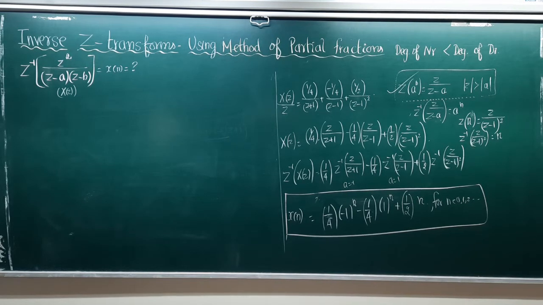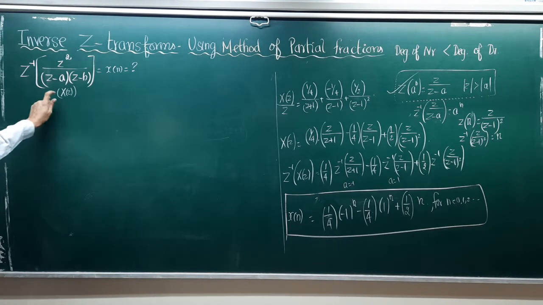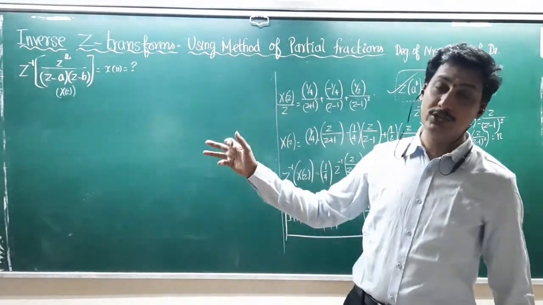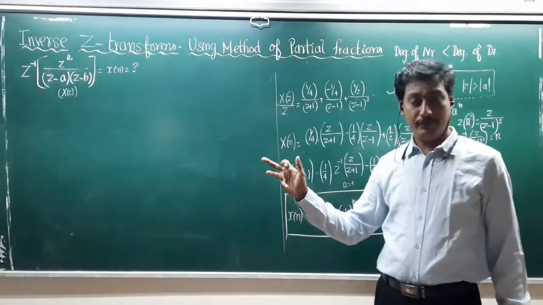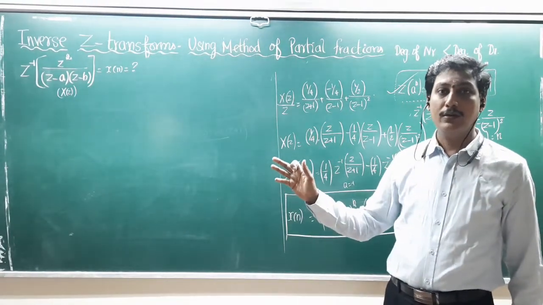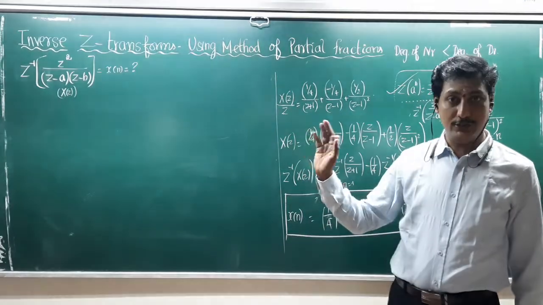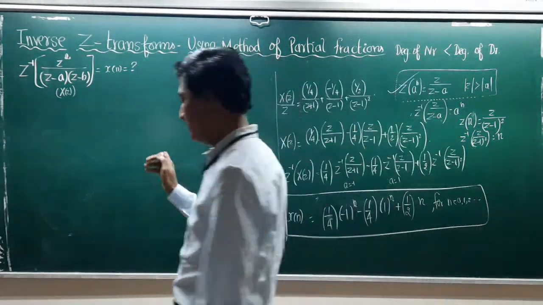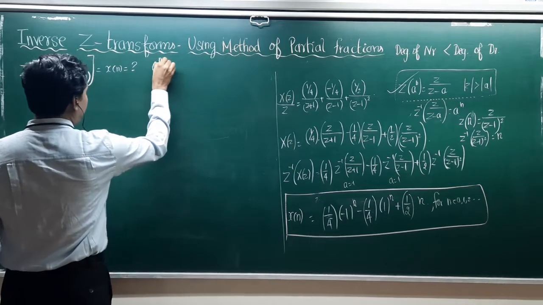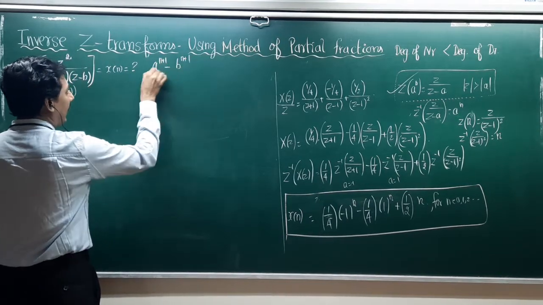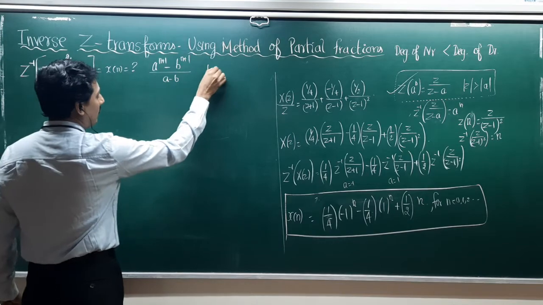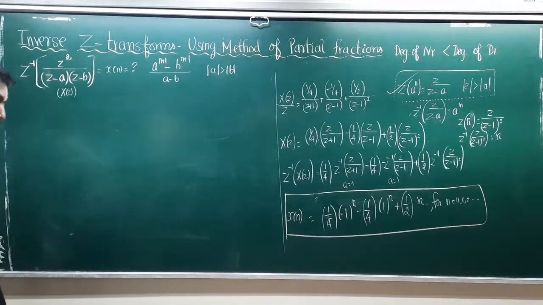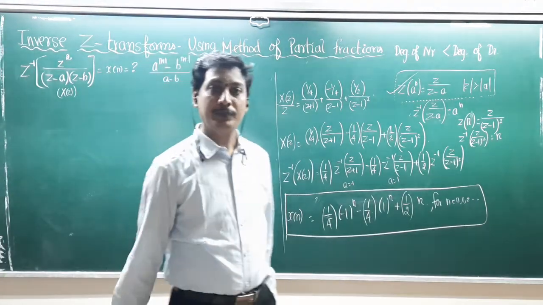Now the third one is Z inverse of Z squared by Z minus A into Z minus B. I did the same question by using the convolution theorem and by using the residue theorem. Please go and watch it. I found the answer is A to the power n plus 1 minus B to the power n plus 1 by A minus B, provided the condition mod A is greater than mod B.